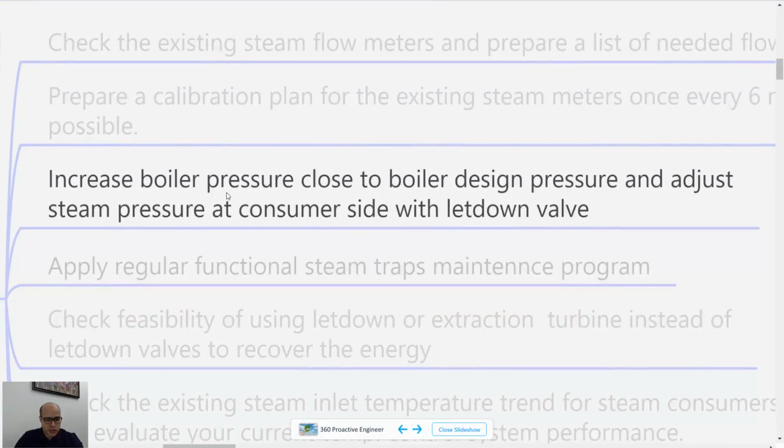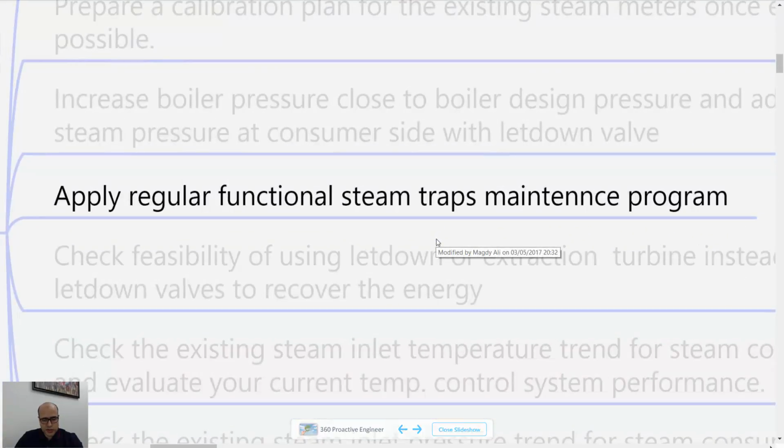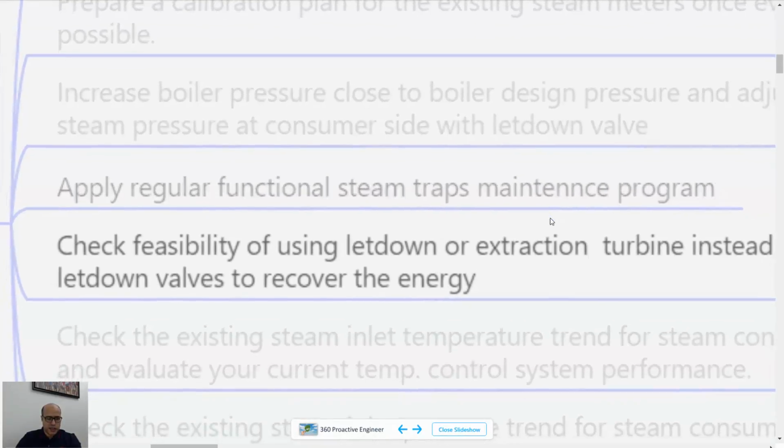Also, we should consider increasing the boiler pressure close to the boiler design pressure, and adjust the steam pressure at the consumer side with the let down valve. We should also apply regular steam trap function maintenance. As we said, we should have a testing and maintenance program for those traps.